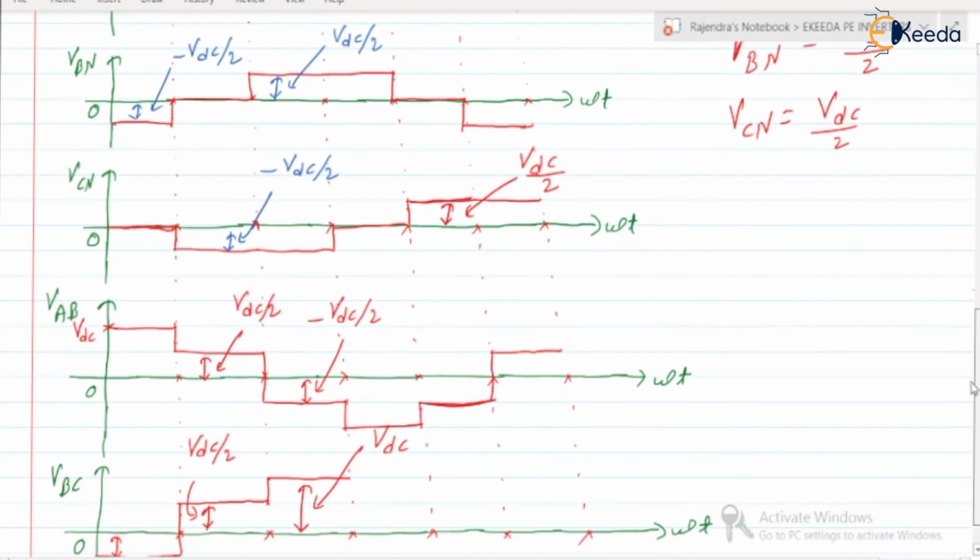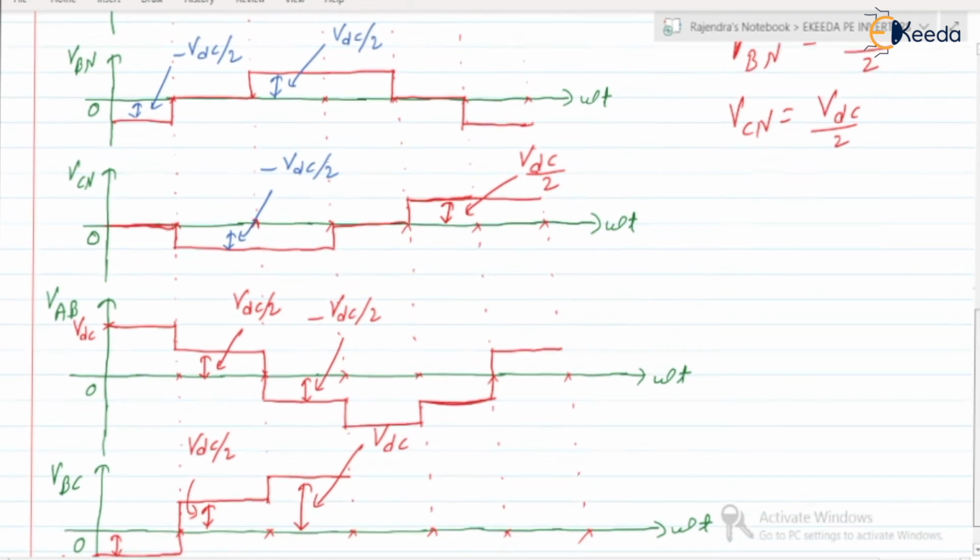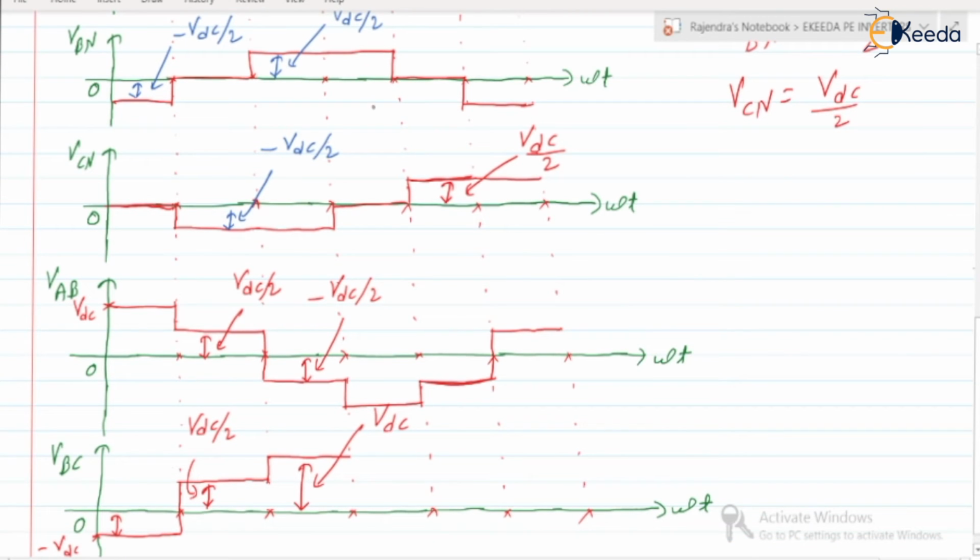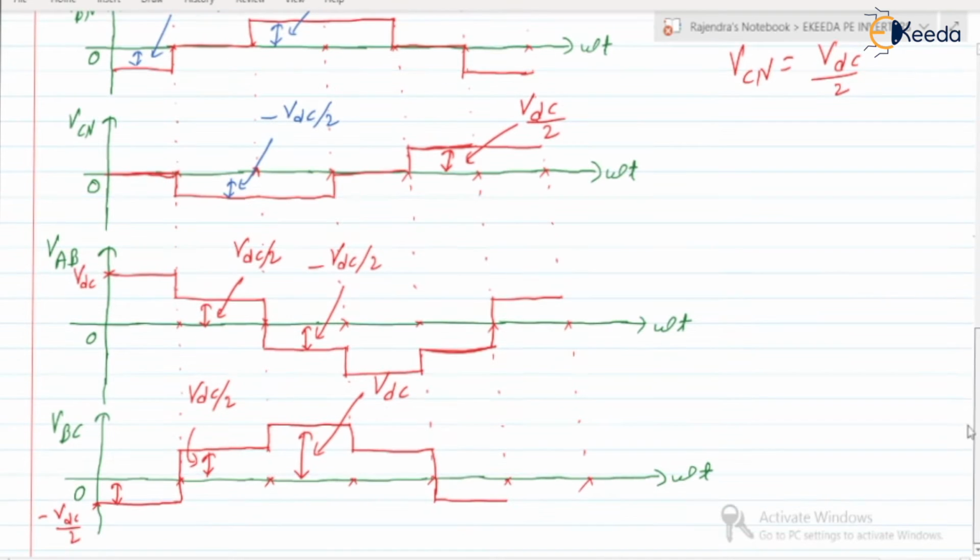So next, what about the VBC? VBC during the fourth interval, it is VDC by 2 minus 0. So it is VDC by 2, right? During the fifth interval, it is 0 minus VDC by 2. So it is minus VDC by 2, right? And during the last interval, it is minus VDC by 2 minus VDC by 2. So it is minus VDC. Is this clear? Okay, so this magnitude is VDC.